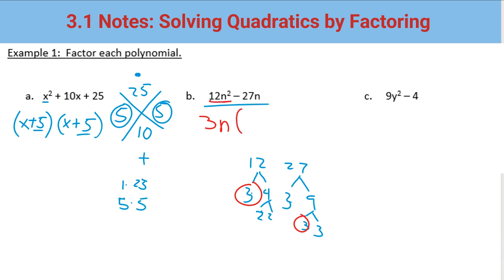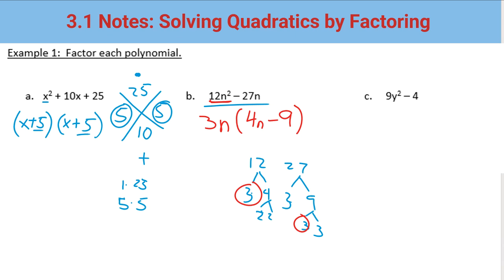So 12n squared divided by the 3n greatest common factor would be 4n, and then negative 27 divided by 3 is negative 9, and n divided by n is 1, so it's just going to be 4n minus 9.